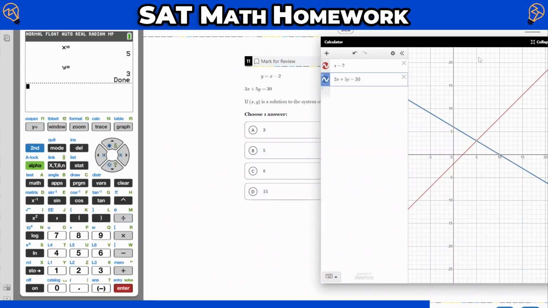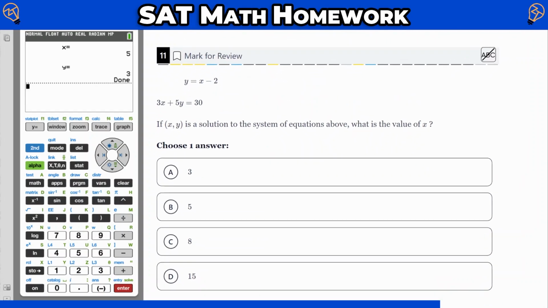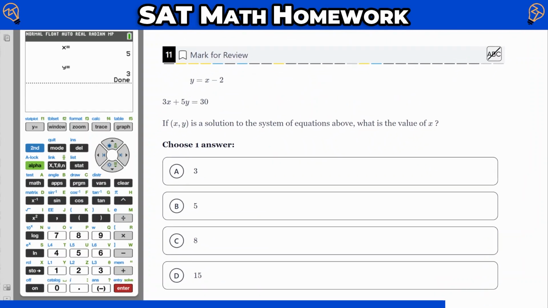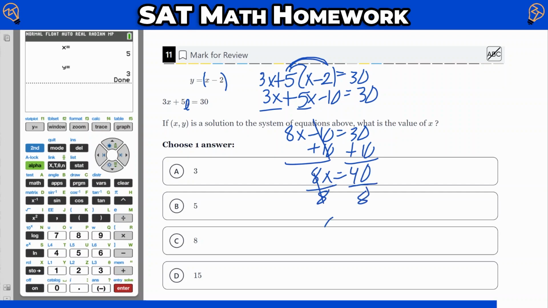Well, let's look at our setup here. Let's get rid of the calculator portion. And notice the top equation is already isolated for y. So in that case, I would go ahead and do substitution. So since y equals x minus 2, in this equation, in place of y, I'm going to go ahead and put x minus 2. And then we'll go ahead and distribute here. So we get 3x plus 5x. Make sure you do 5 times negative 2 and get negative 10. Combine like terms. We'll go ahead and add the 10 to the other side. We get 40. Divide by 8. And you still get the same answer of 5, making the correct answer B.